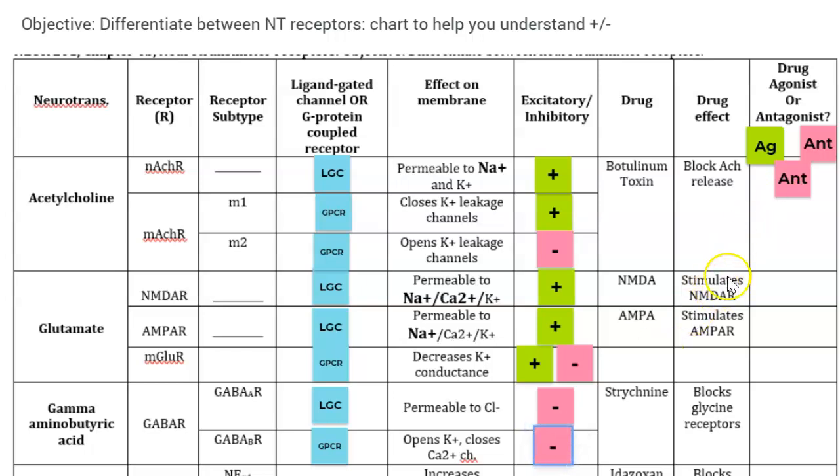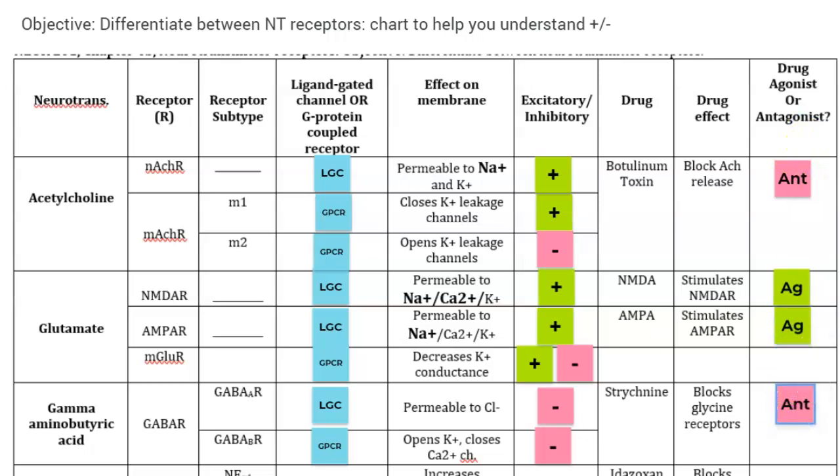And then anything that stimulates a receptor is an agonist. So both of those are agonists for the NMDA and AMPA receptors. And then if you block the receptor, that's going to be an antagonist.